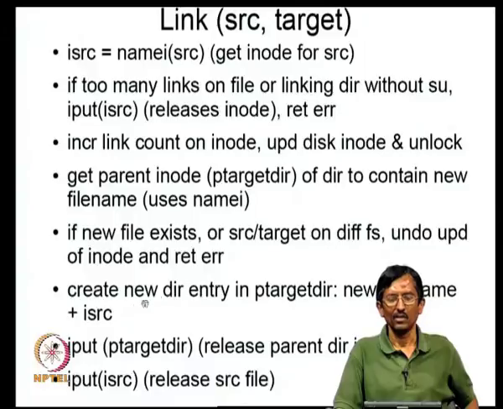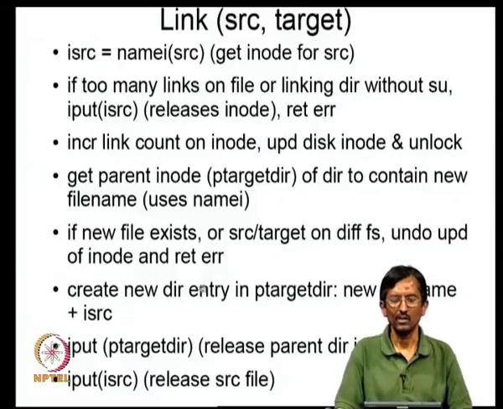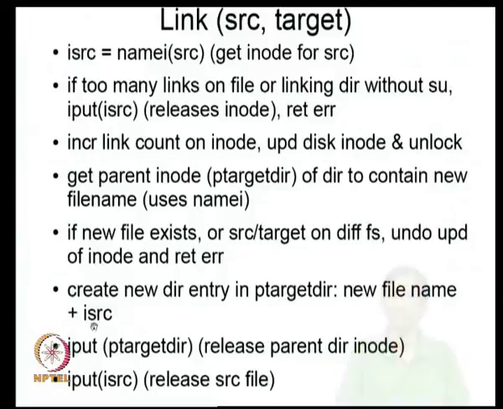Now, after this, you create a new directory entry in the parent directory corresponding to the target file. In the directory you have to take the new name and the corresponding inode. A directory is basically nothing more than a map between the name of a file and its inode, that is all it is. So, you have to introduce these two components, the new file name and the inode that you picked up here of the source.